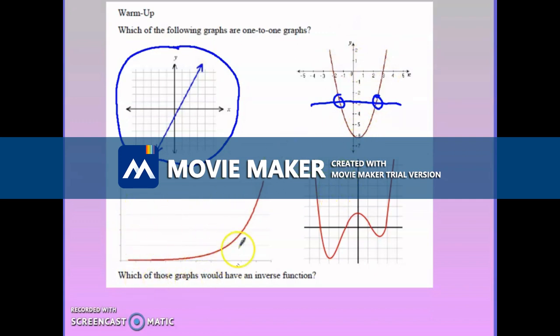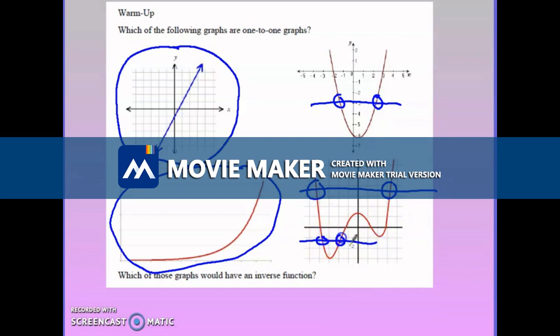Vertical line test passes. Horizontal line test, it passes. So this one is one-to-one. Horizontal or vertical line test, this passes. Horizontal line test, no. And even like here, it still goes through 2 points. So you can go through 4 points if you want, but that is not one-to-one. So these two also have their inverse as a function. This one, the inverse is a function.